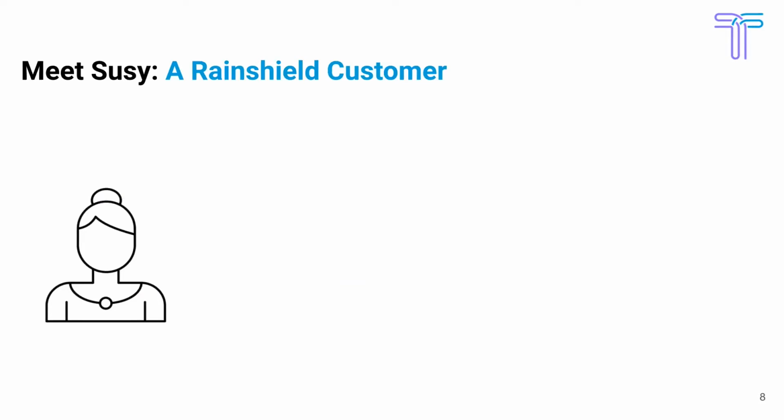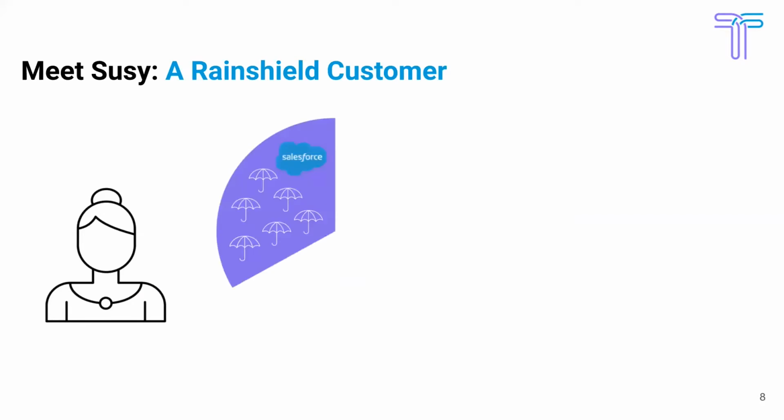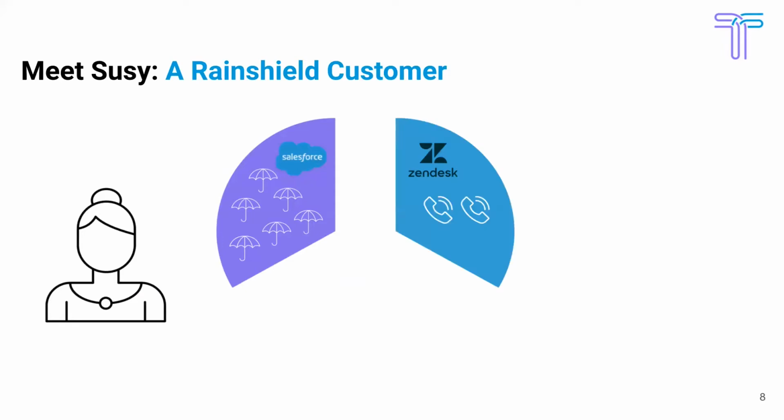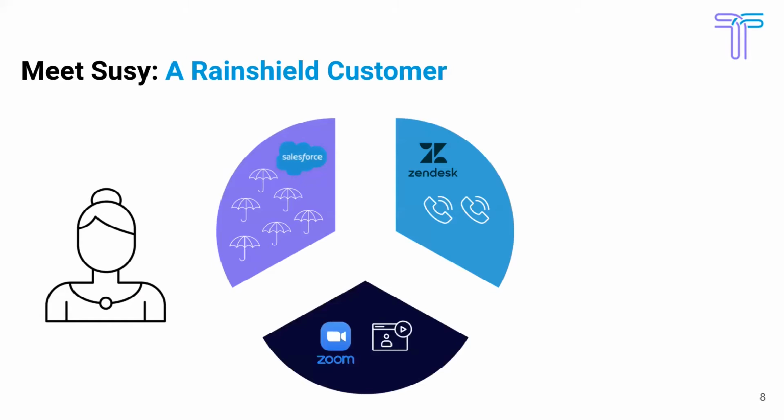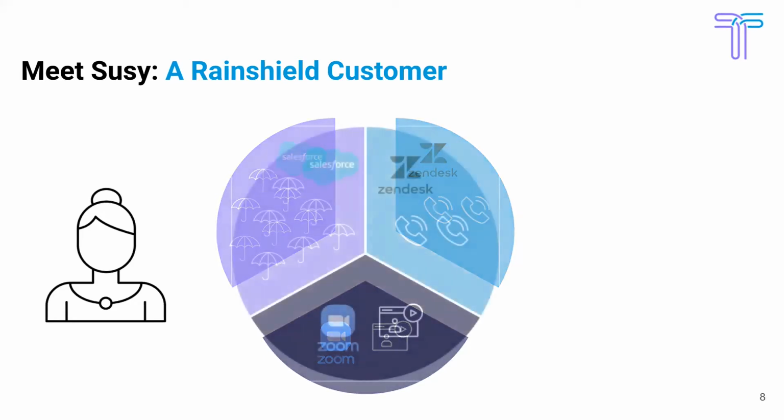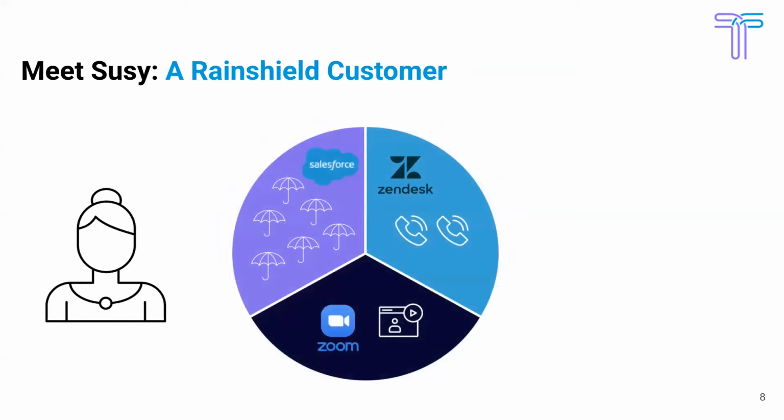Take, for example, Susie, a Rain Shield customer. According to her profile in Salesforce, Susie has purchased 6 umbrellas for her friends and family. However, Zendesk indicated that she called 2 times complaining about the color of some of her umbrellas. Susie is excited about picking her own umbrella color and is signed up to attend the Zoom webinar unveiling the new Design Your Own product. When this data about Susie lives in different tools, it becomes difficult to access a composite picture of Susie.